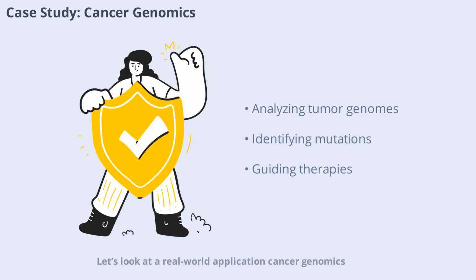Let's look at a real-world application: cancer genomics. Statistical methods analyze tumor genomes to identify mutations driving cancer. Techniques like differential expression analysis, clustering, and network modeling reveal the molecular basis of cancer and guide the development of targeted therapies. Cancer genomics exemplifies the power of statistics in transforming healthcare.